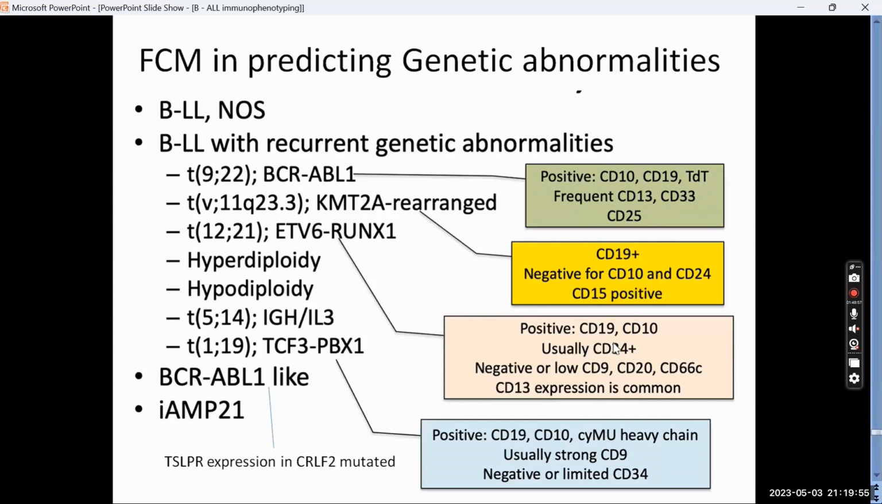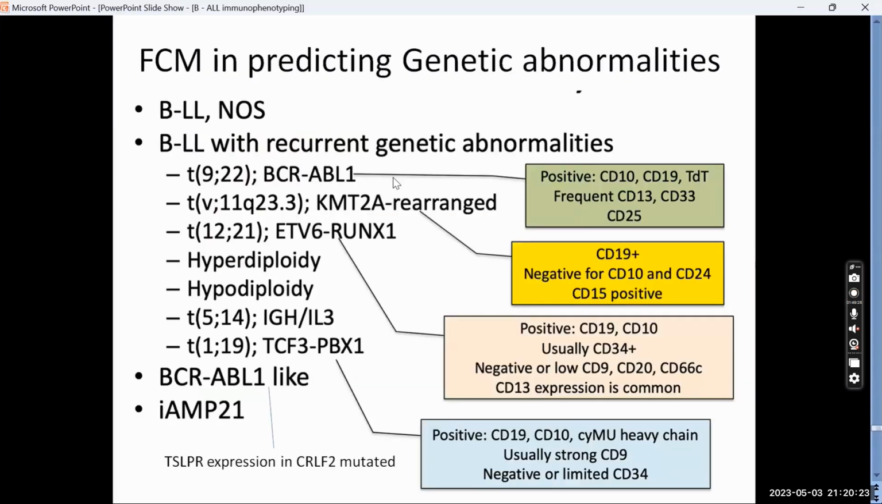Similarly, when CD19 is positive, CD10 is positive, CD34 is positive, some markers are expressed low and CD13 expression is seen, it can be ETV6 or the next one. Similarly, if it's a pre-B ALL with strong CD9 expression, it can be TCF3-PBX1. BCR-ABL1, like I said, TSLPR is positive in a subset of BCR-ABL1. But again, you need to have the marker inside. So flow can help you to predict genetic abnormalities.